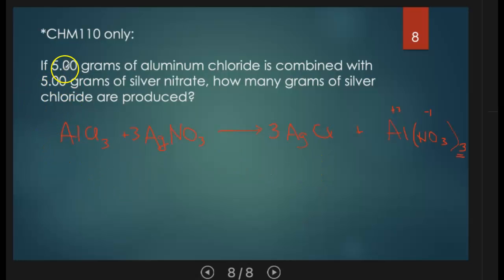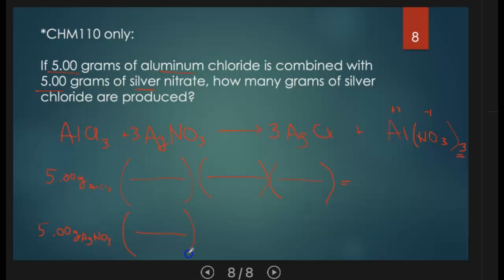Now the next thing we have to do is figure out how many grams of product we're going to make based on the aluminum chloride, then how many grams we're going to make based on the silver nitrate. Remember, whichever one of those is the smallest will be our final answer. So I'm going to start with the aluminum chloride. So I have 5 grams of the aluminum chloride, AlCl3, and that's going to give me 3 steps. The next thing we do is take 5 grams of silver nitrate, AgNO3. And that's also going to be 3 steps.